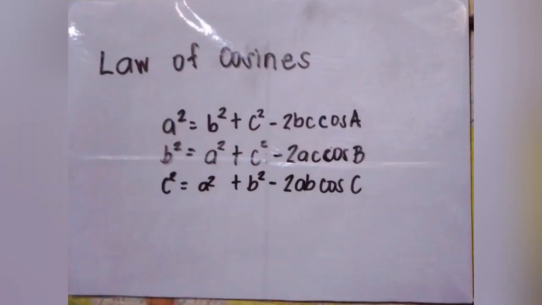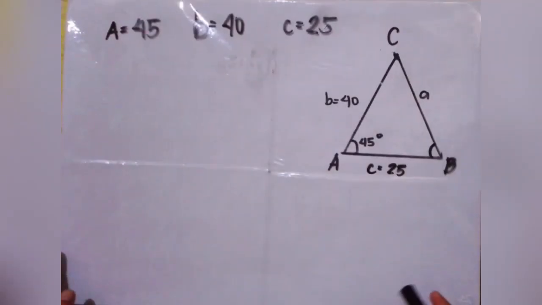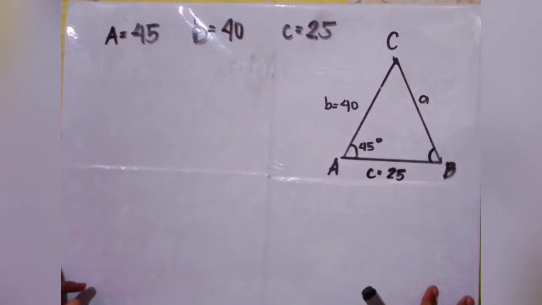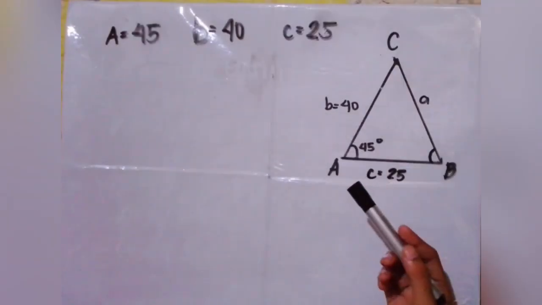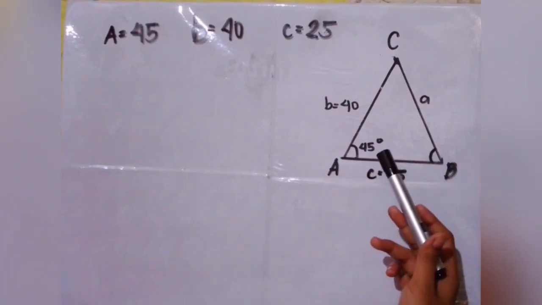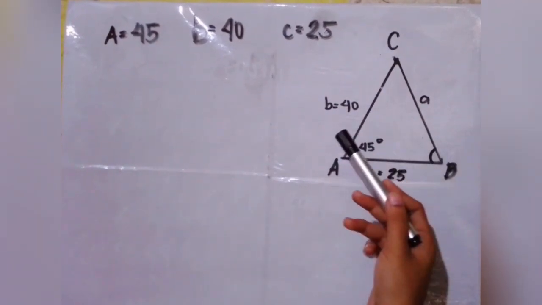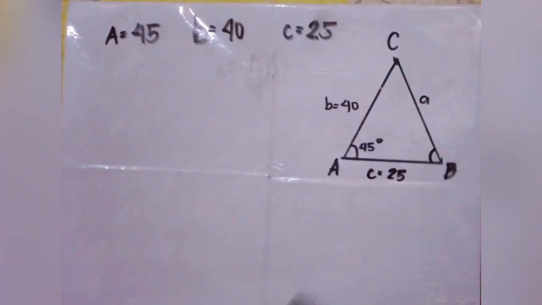We're going to discuss the law of cosines. And these are the following formulas in the law of cosines. So this is problem 1 of the law of cosines, and here is the figure of the given problem. The angle A is 45 degrees, the side B is equal to 40, and the side C is equal to 25.